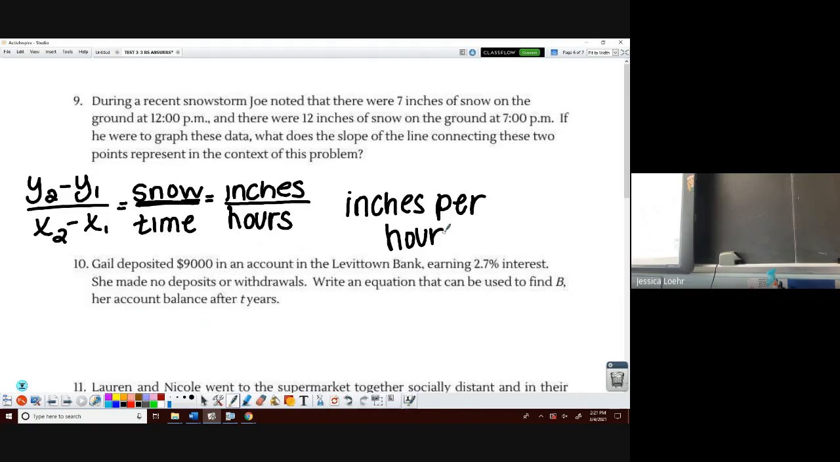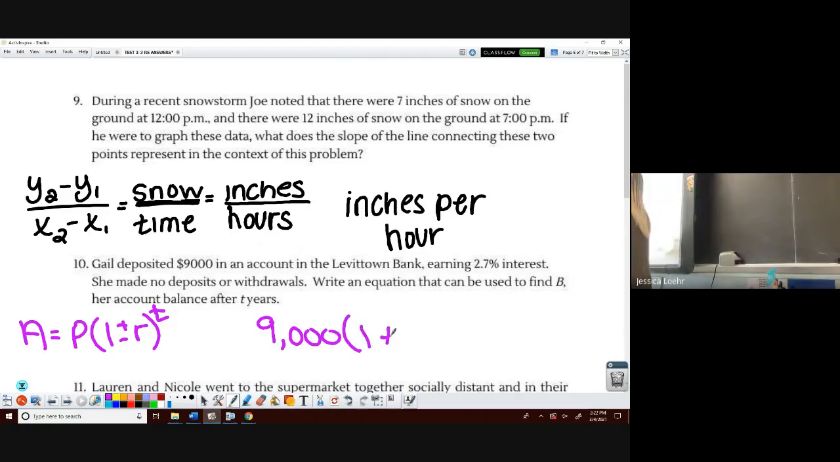Number 10. Gail deposited $9,000 in an account at the Levittown Bank, earning 2.7% interest. She made no deposits or withdrawals. Write an equation that can be used to find B, her account balance after T years. Again, same formula that we used before for exponential growth or decay, depending. My initial amount I'm depositing is $9,000. Times, always the 1. Again, I'm earning interest. I'm earning it. So I'm increasing by whatever that is. I need to change my percent.